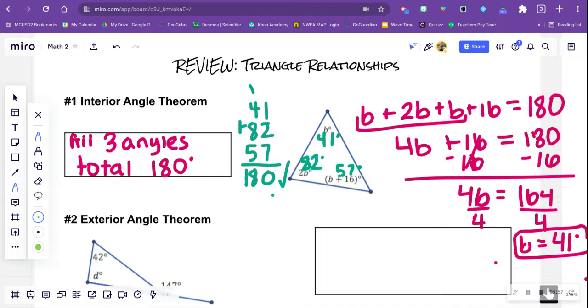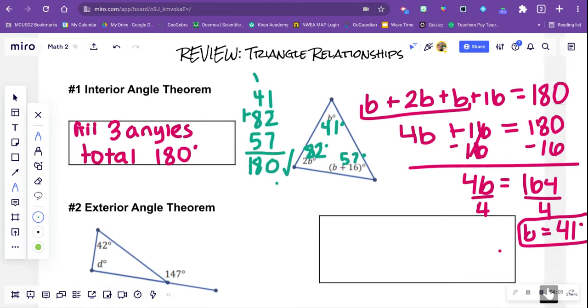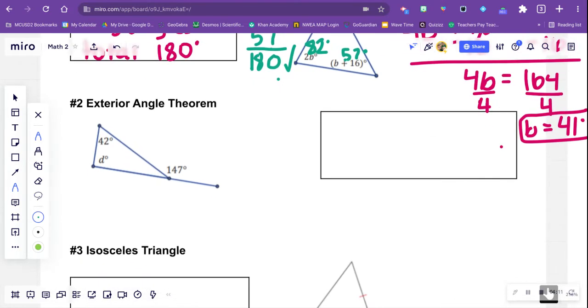Okay, so interior angles, all 3 angles have to total 180. Set up your equation, get it equal to 180. Sometimes you have some like terms that you could combine and simplify your equation before you start getting that variable by itself and solving for it. Second up is the exterior angle theorem.